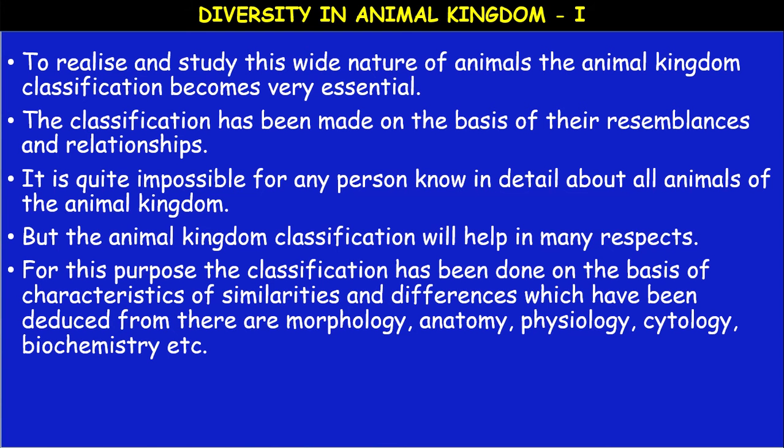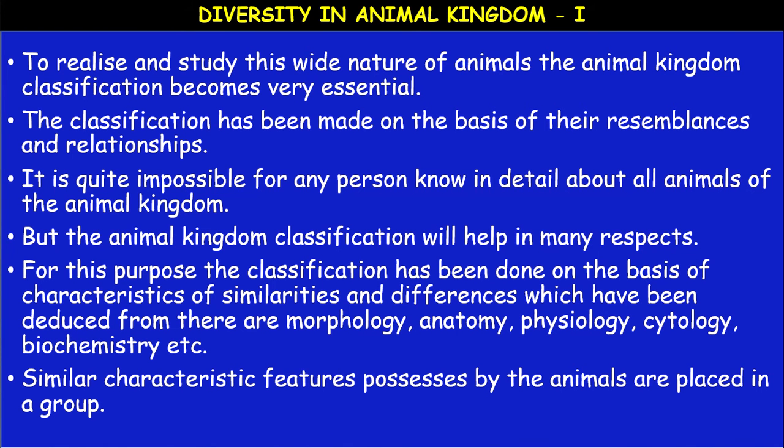For this purpose, the classification has been done on the basis of characteristics of similarities and differences which have been deduced from different branches, placed together. The morphology, study of external characters; anatomy, study of internal characters; physiology, study of functional aspects; cytology, study of cellular aspect; biochemistry, study of the chemical nature of the cells, okay, or the chemical composition of the organism, biochemistry. Then similar characteristic features possessed by the animals are placed in a group. Okay, a group consisting of similar characteristic features of all animals are grouped into one group. Okay, like that.